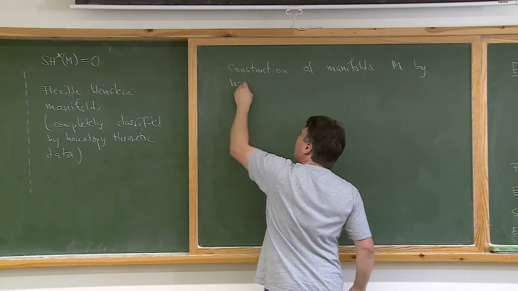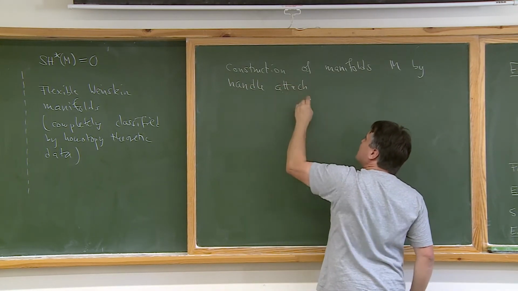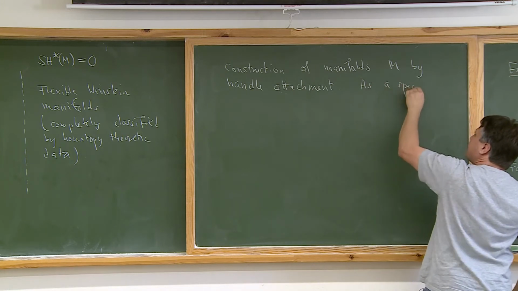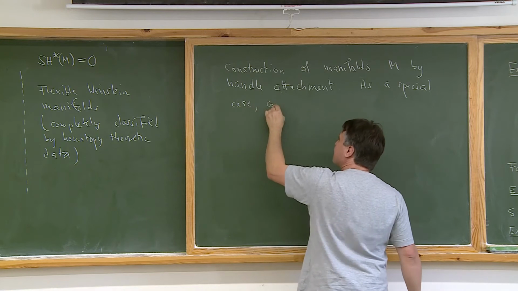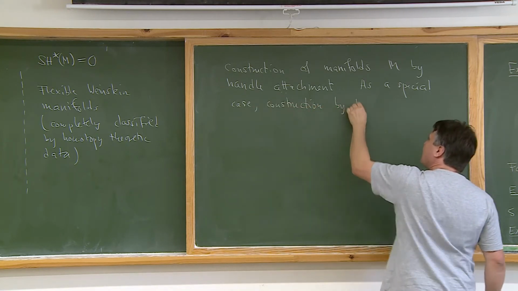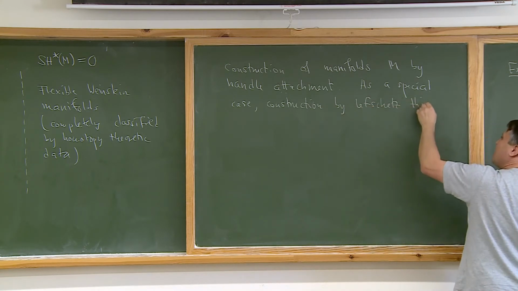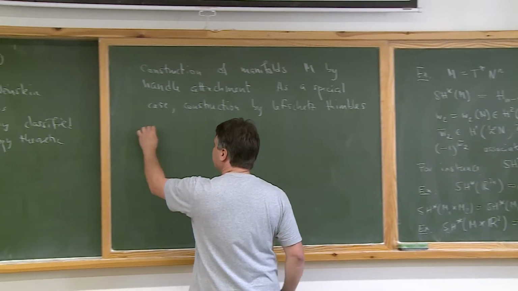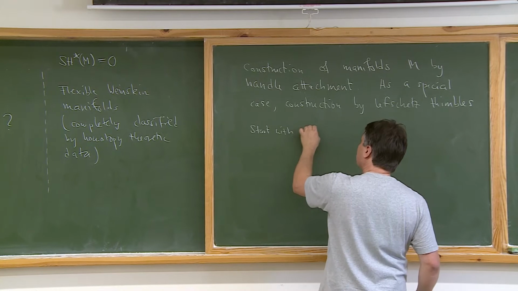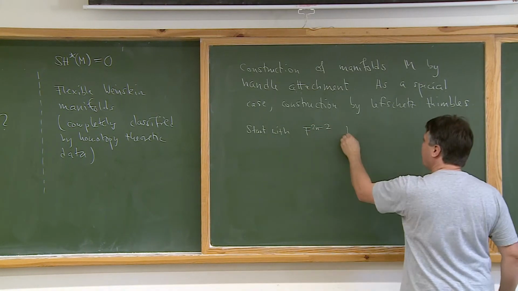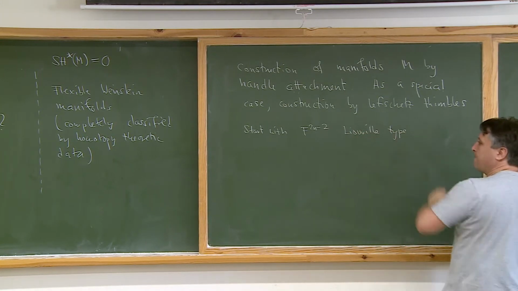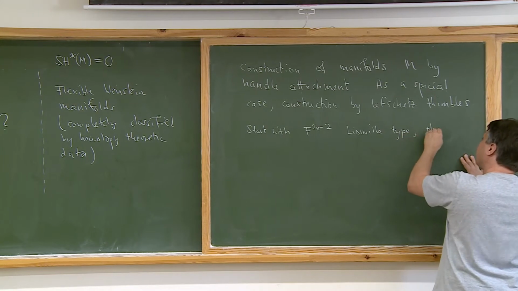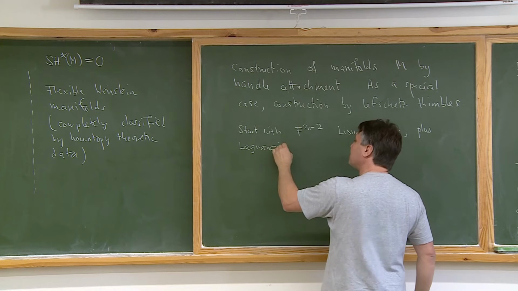so one reason why it's, so we can construct these things by gradual handle attachment, okay? And as a special case of this, it's what I call a construction by Lefschetz thimbles, which is inspired by Picard-Lefschetz theory that analyzes the topology of complex algebraic varieties. Okay? And so you start with a manifold of dimension 2 lower. Okay? And plus Lagrangian spheres.